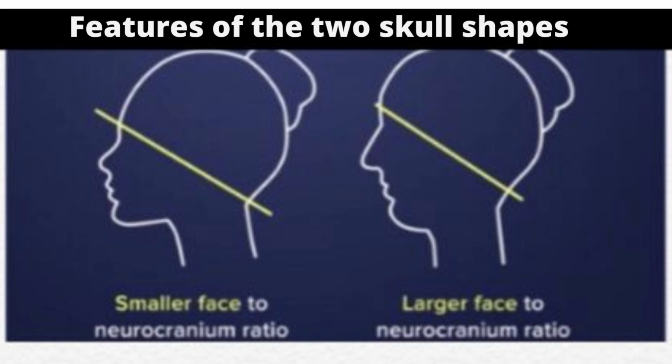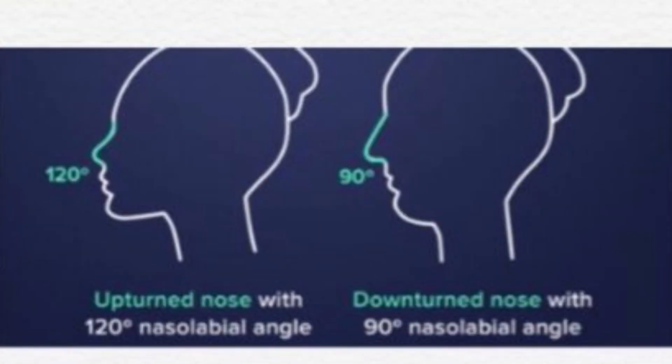One thing you need to note is that in the angel face, there is a smaller face to neocranium ratio, and in the witch face, there is a larger face to neocranium ratio. The next feature that we need to know about is the nose. As you can see, in the angel face, there is an upturned nose with a 120-degree nasolabial angle, and in the witch face, there is a downturned nose with a 90-degree nasolabial angle.